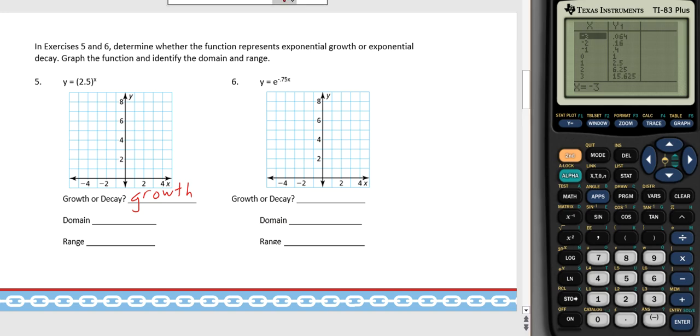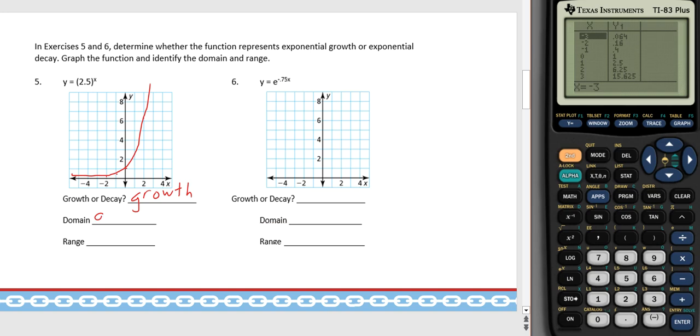So I'm looking for data that will fit on the graph. I see that the data comes in right here. It starts to increase a little bit, and then at 0, 1, and then 1, 2.5, and then 2, 6.25. So my data comes in and starts to increase like that.